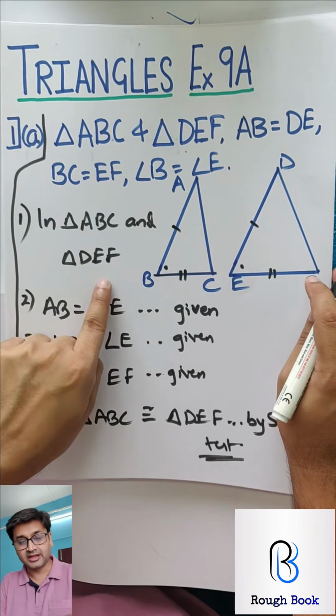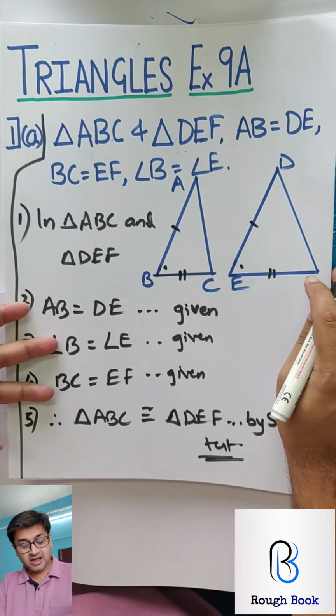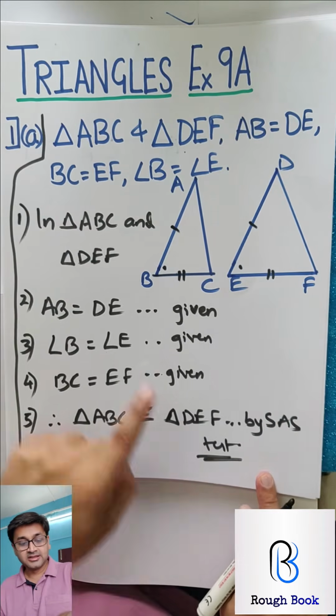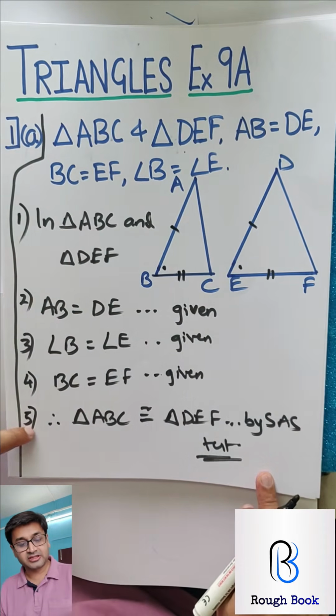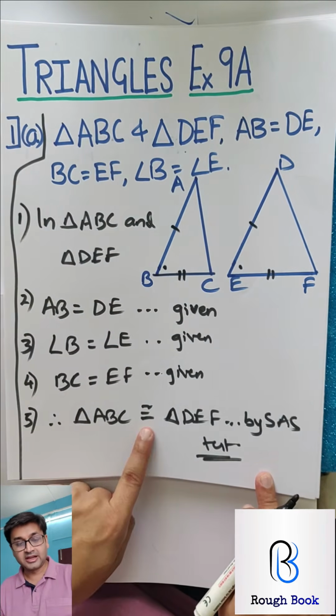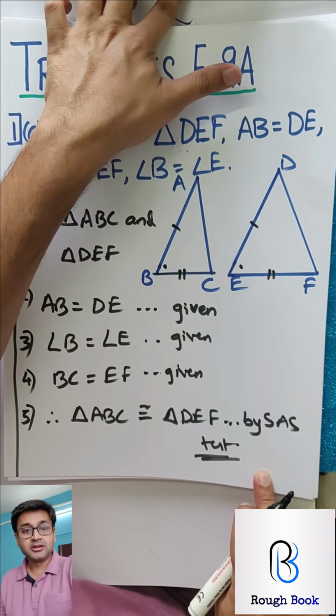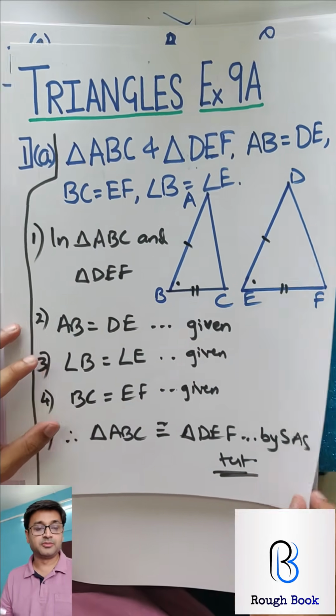First is the name of the triangle, then the 3 parts, and finally the triangles with congruent sign and the name of the test. See, the difference between the first and the 5th step is here there is and here there is the congruent sign. Will you remember this? If you get this correctly, the entire topic is going to be very simple for you.